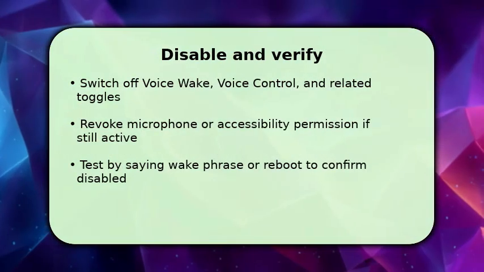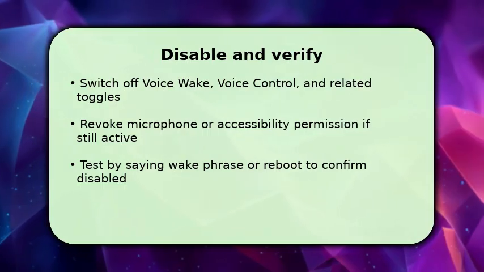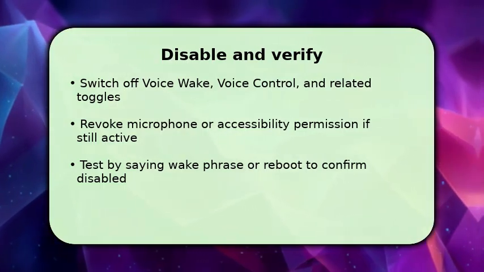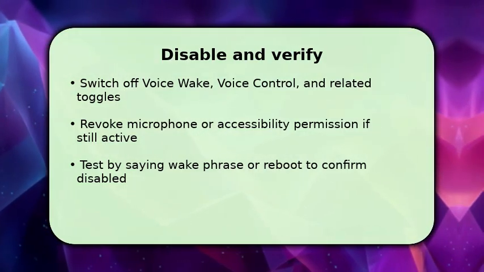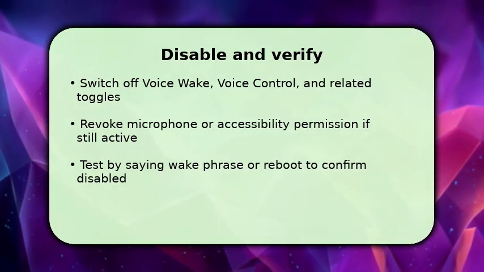Finish by switching off Voice Wake, Voice Control, and any remaining toggles. After that, tap Permissions and revoke microphone or accessibility access related to the voice feature. This ensures the assistant won't listen or activate accidentally.